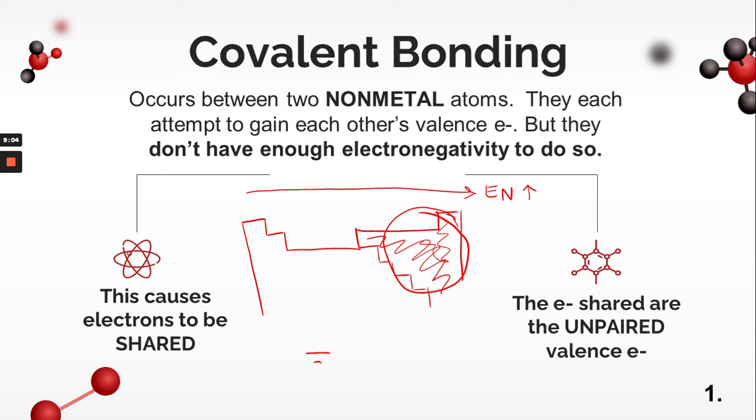Unpaired, remember, is when we did orbital notations. Remember the rule was that when you got to the p orbital, we had to spread the electrons out before we paired them up? Well, that was so that we could identify the unpaired electrons, because these are the ones that are going to want to bond.